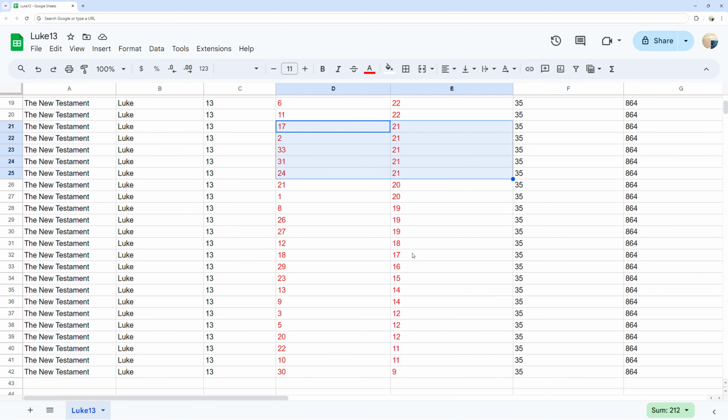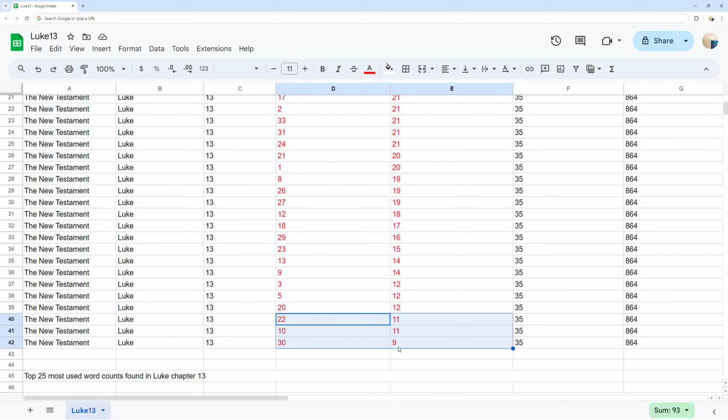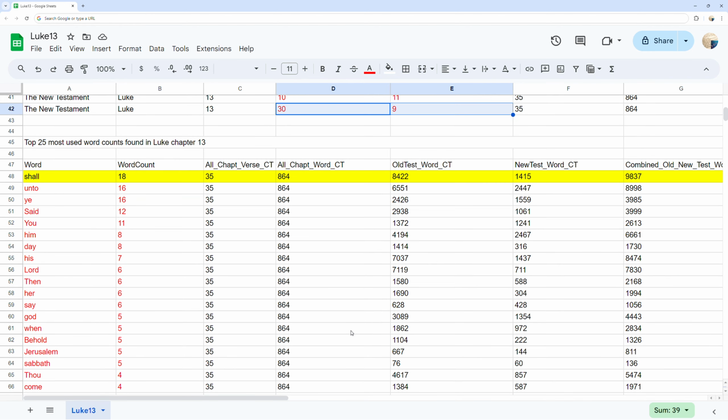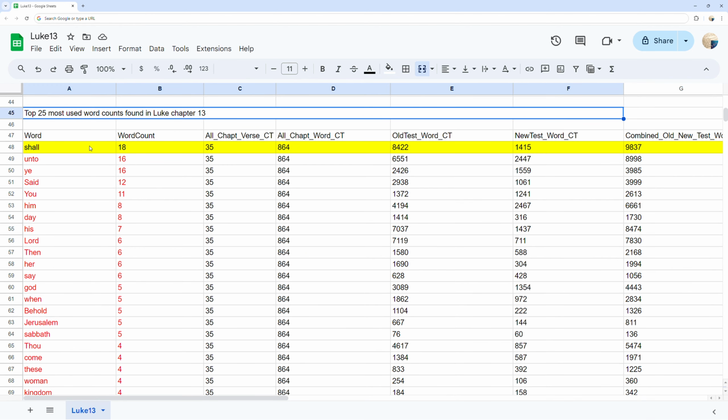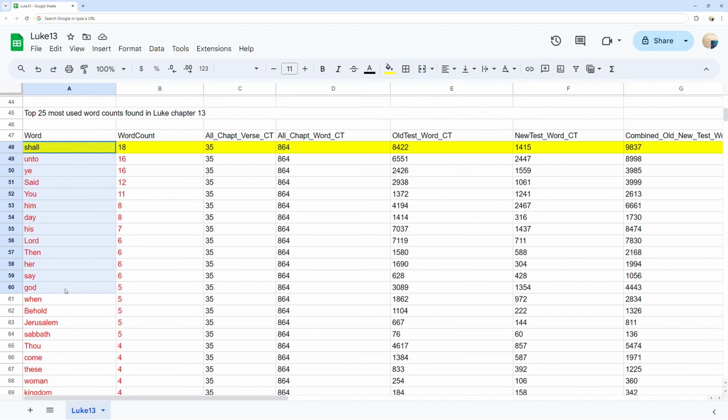Top 25 most used word counts found in Luke chapter 13. You can see the most frequent words in Luke chapter 13 and the word count for each ordered by word count. As well, you can compare that to the total times those words are used in the whole of each Old Testament, New Testament, and both Old and New Testament combined.